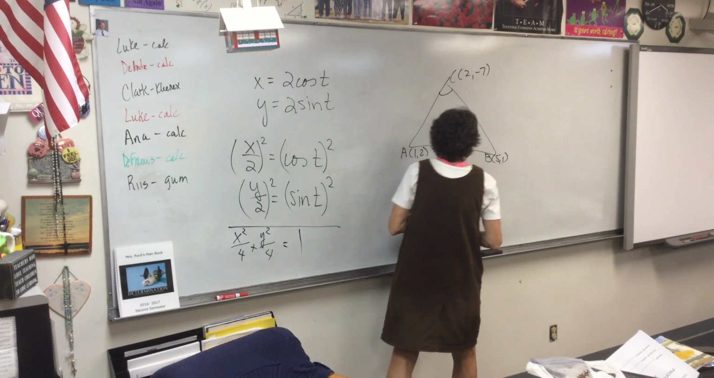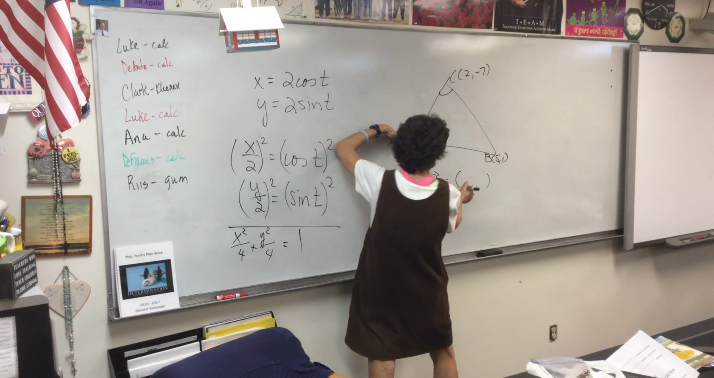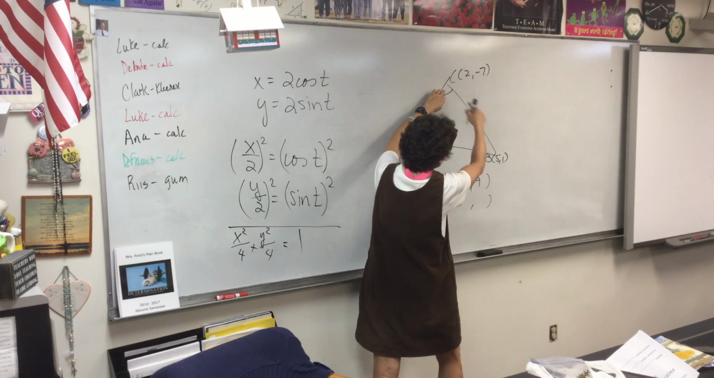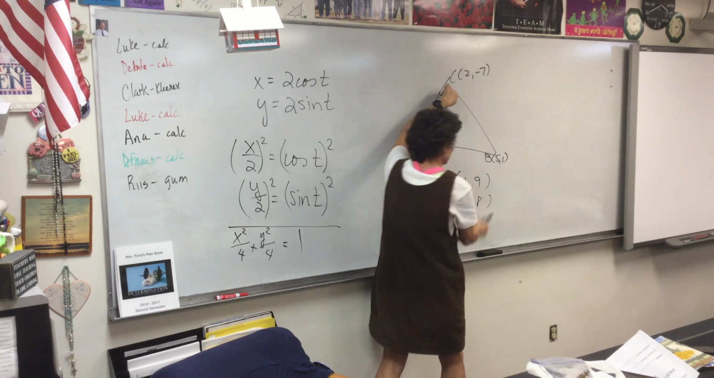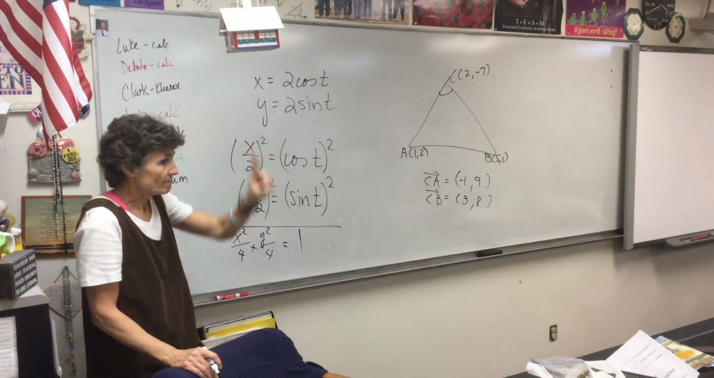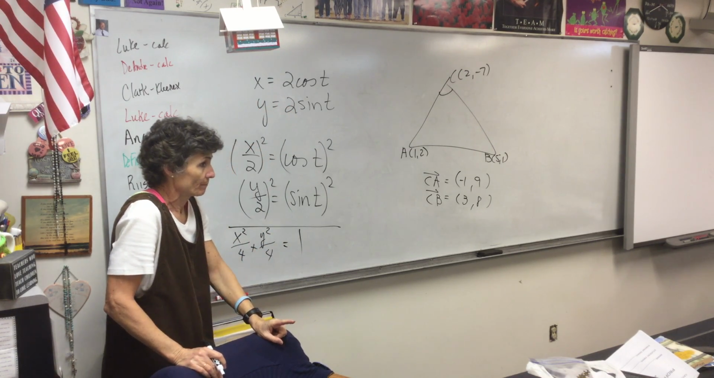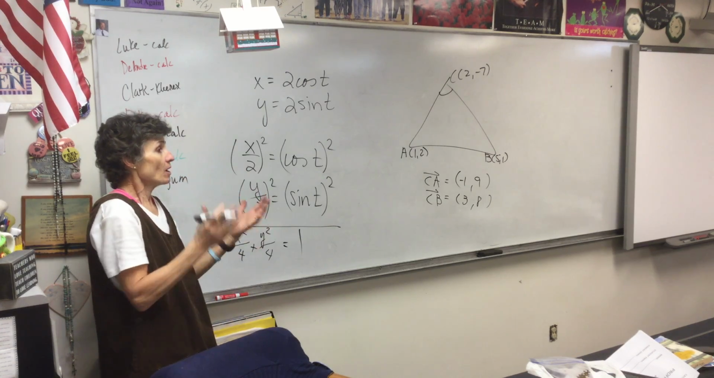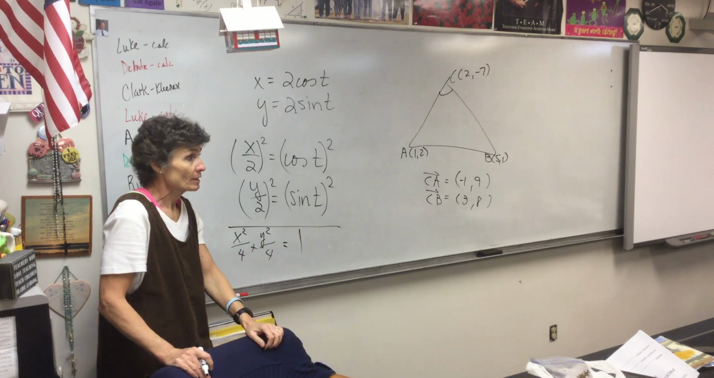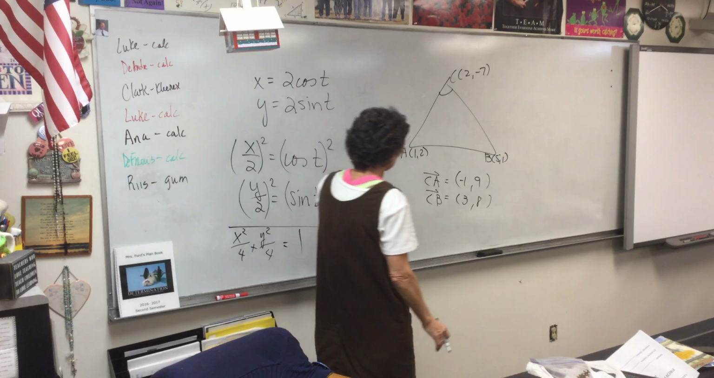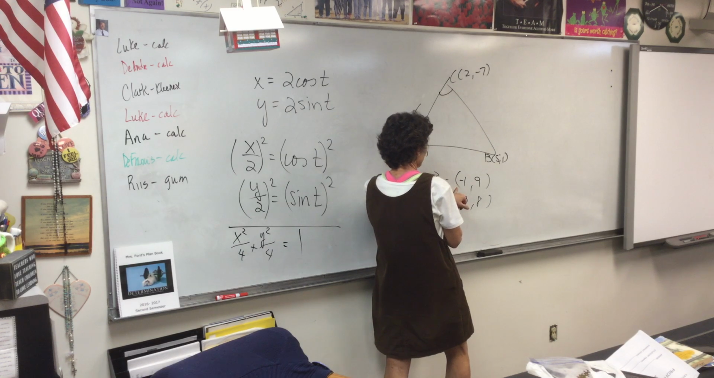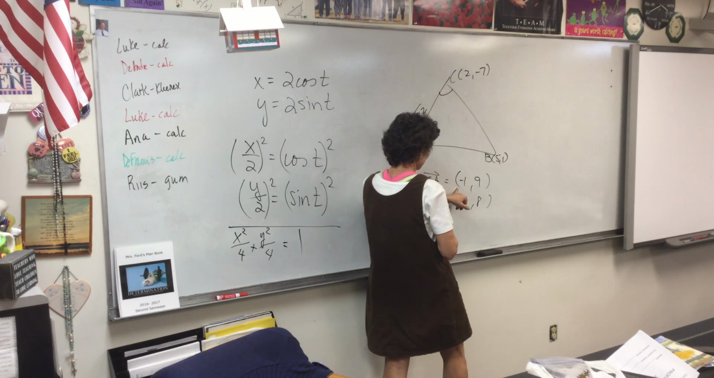So, what are the coordinates of CA? -1, 9. What are the coordinates of CB? 3, 8. So now we have the coordinates of the vectors. That is step 1. Now, what do we do with those to find the angle? We just did it. We find the magnitudes. So the magnitude of CA would be the square root of 82.